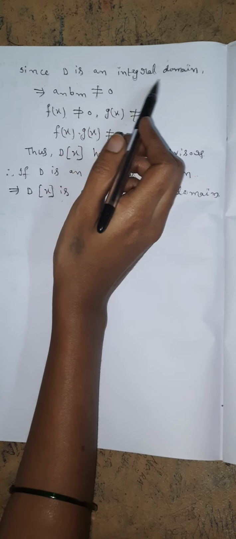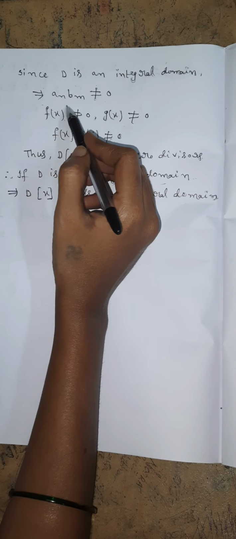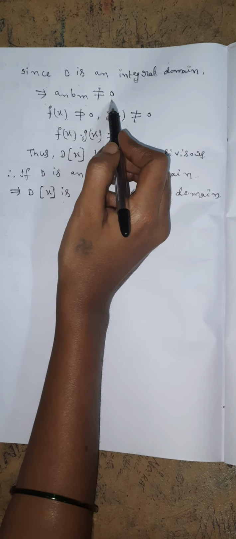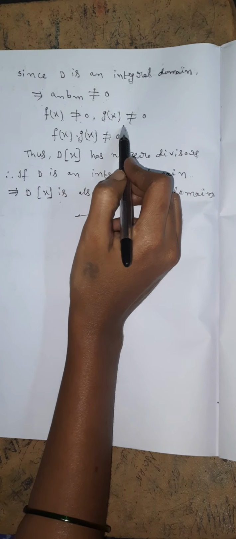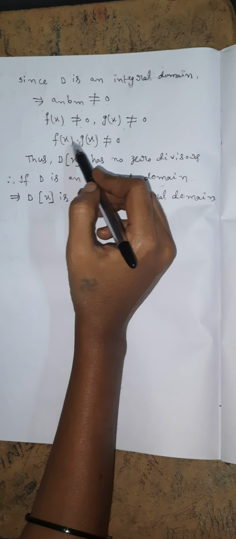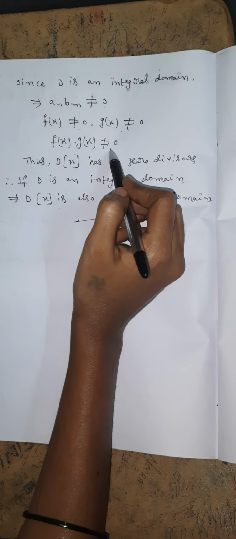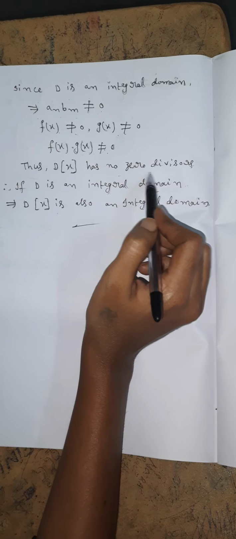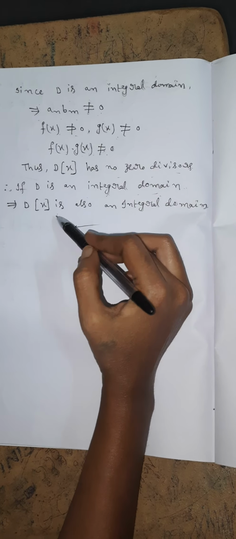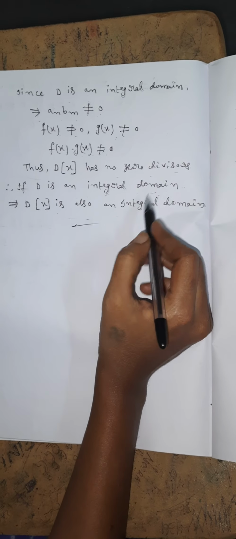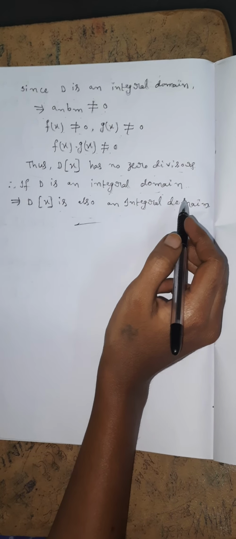Since D is an integral domain, that implies a_n b_m is not equal to 0, f(x) is not equal to 0, g(x) is not equal to 0. ఓకే, సో అంటే మనకి f(x) g(x) is not equal to 0 అవుతుంది కదా. Thus D[x] has no zero divisors. D is an integral domain, that implies D[x] is also an integral domain. Okay, next we'll discuss next theorem.